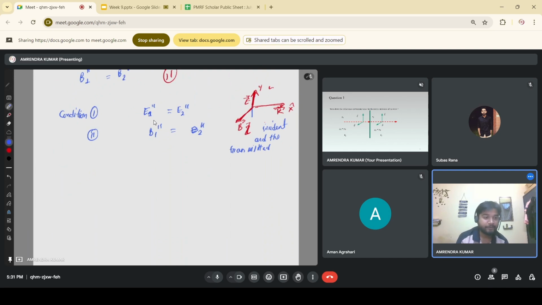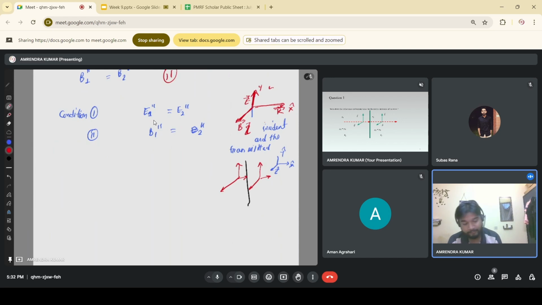Now you can also visualize this at the same time. When you have that interface, you have the electric field in this direction on both sides. The magnetic field is perpendicular to this and perpendicular to the propagation direction. Let me make the coordinate system also. This is z, this is x, this is y. This is how you are treating this.